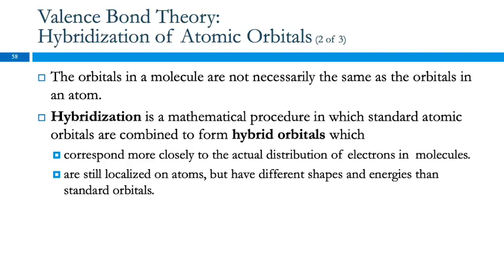So far, we've been operating on the idea that in a molecule, the orbitals are the same as they are when an atom's all by itself. Well, that's not actually true. When the atoms come together to form a molecule, their orbitals change. So we talk about hybridizing the orbitals.